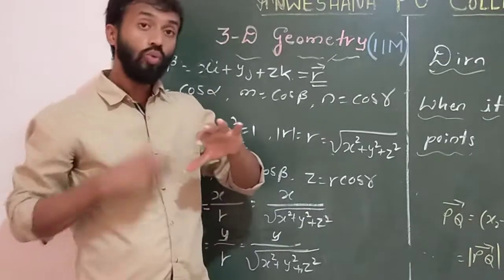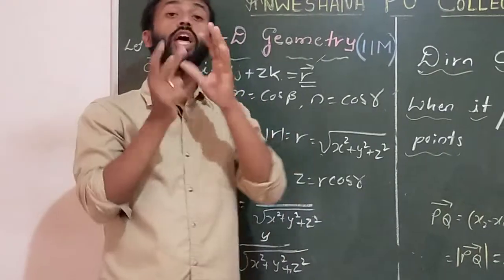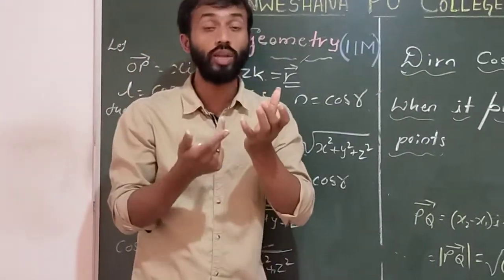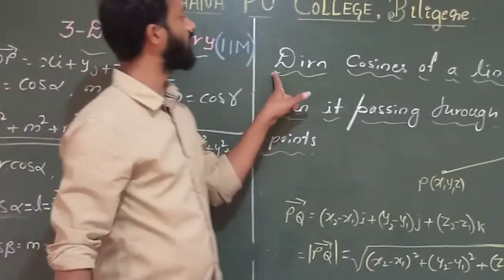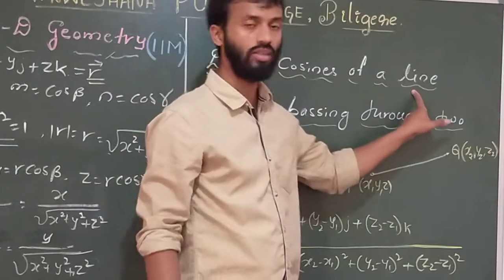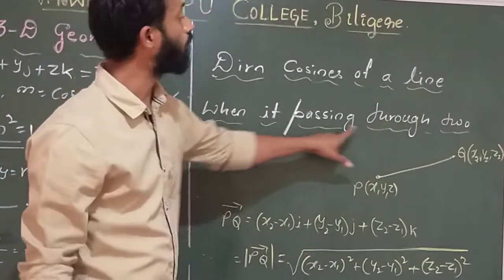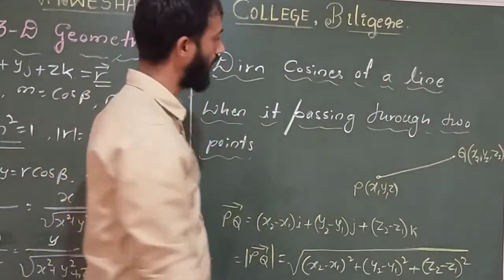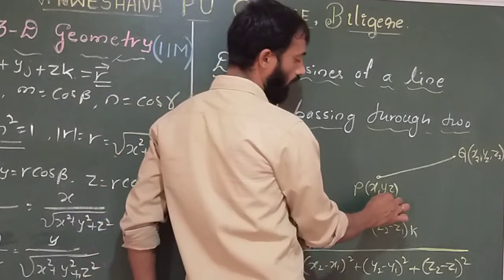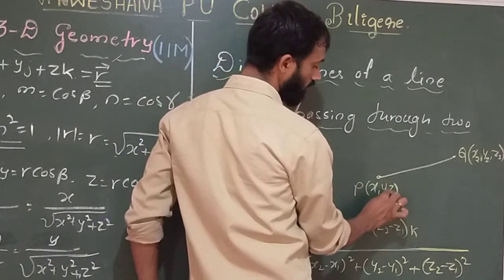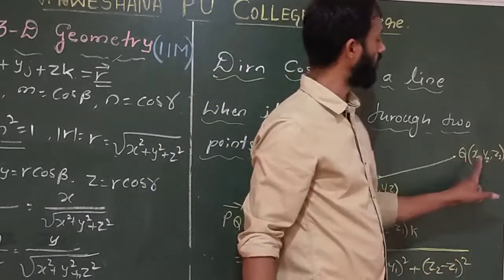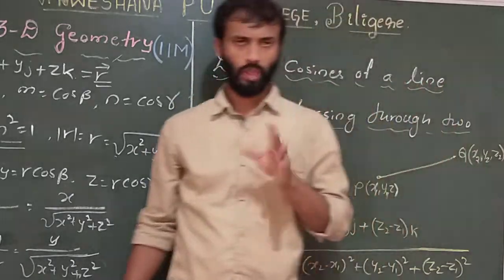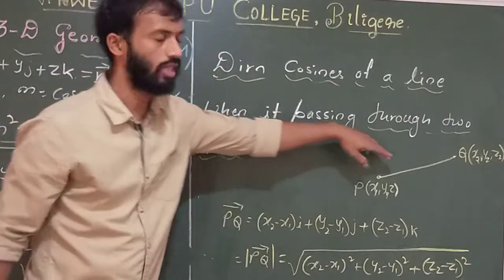Okay, so now we are going to discuss what the direction cosines and direction ratios are when they are given two points. So now let's discuss the direction cosines of a line when it is passing through the two points. Now just imagine P of x1, y1, z1 and Q be the point of x2, y2, z2 in space. P and Q are two points in space.